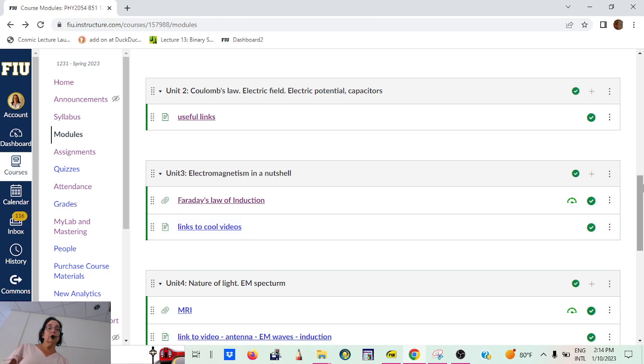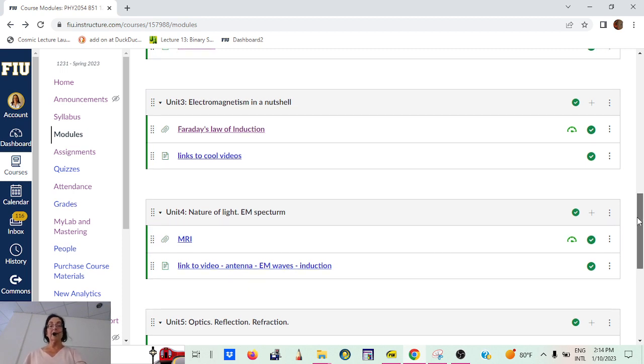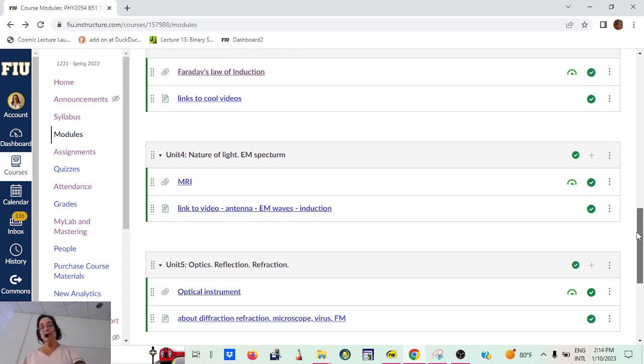However, I will go to electromagnetic waves and the spectrum, so we can talk about MRI, X-ray, CAT scan, ultrasound, those kinds of things. Although ultrasound is not part of the electromagnetic waves, it works kind of the same way.